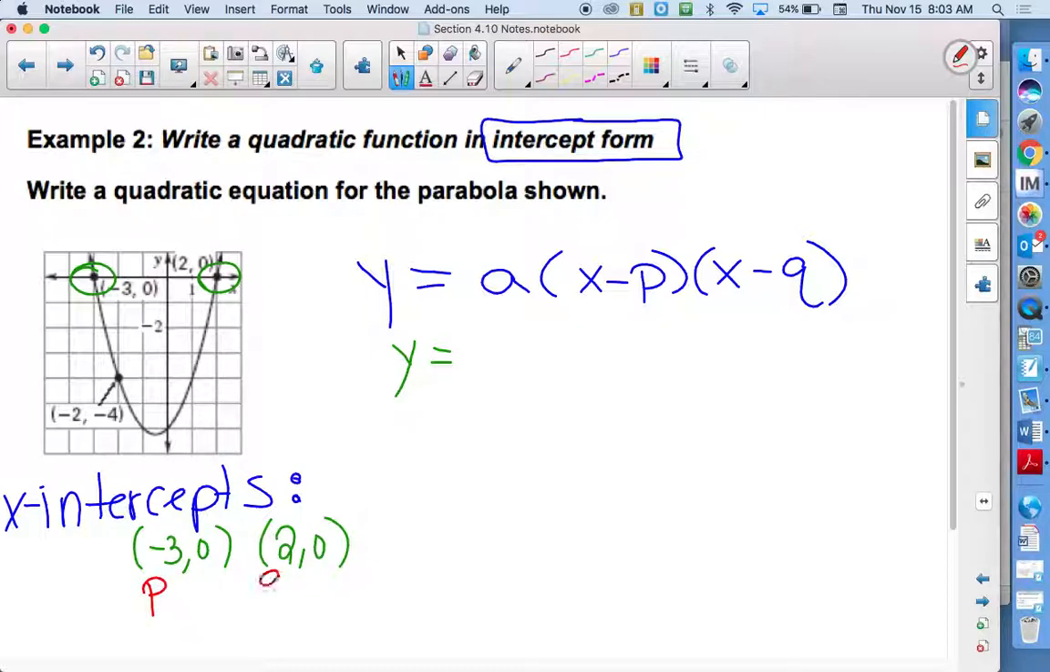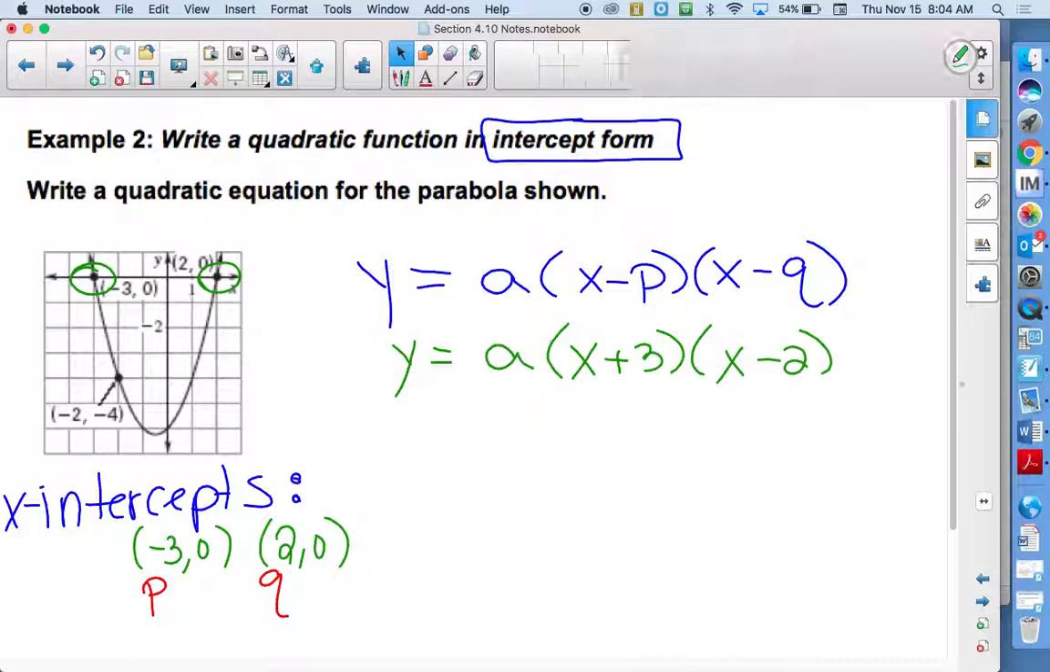So we're going to take those numbers and plug them in. Just the P and Q, because P and Q are in the problem up here. So we have x minus -3, x minus +2. So we have the intercepts, we're going to plug them in. What else do you think we would need to do?